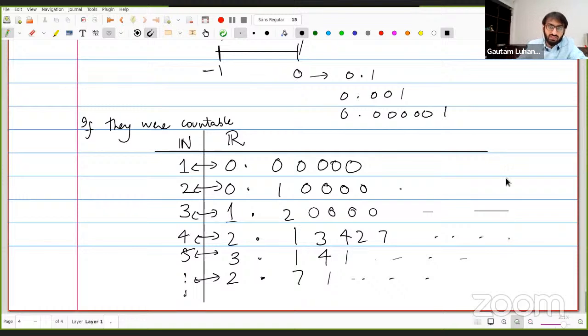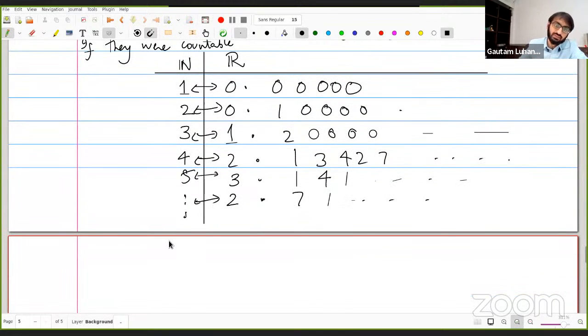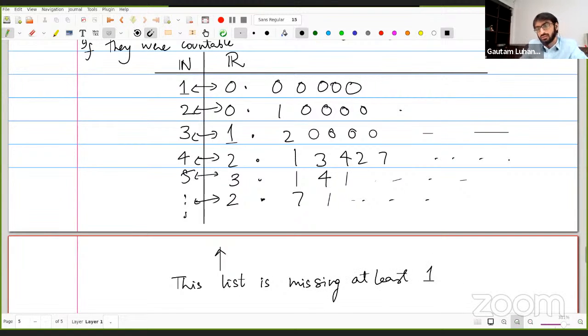Except we have a nice little diagonalization argument. We have an argument that says that this list is incomplete. This list is missing at least one real number. Are any of you familiar with that argument?